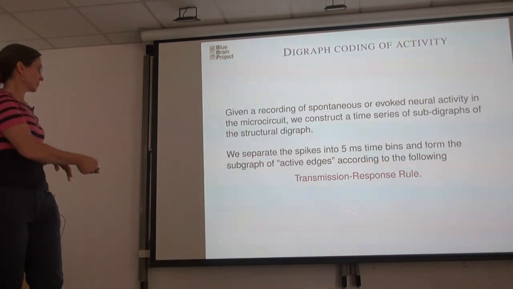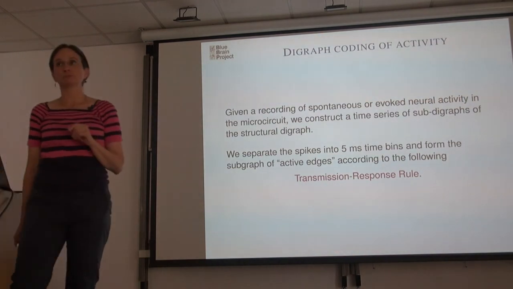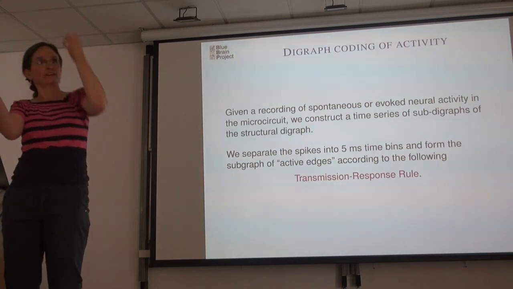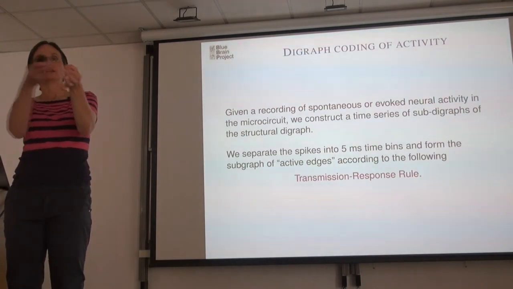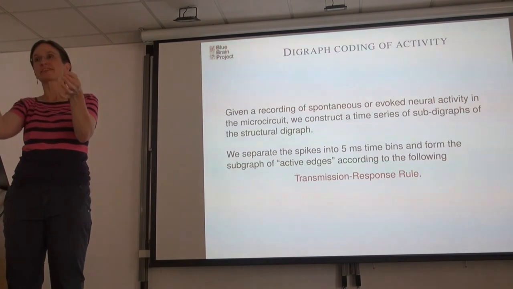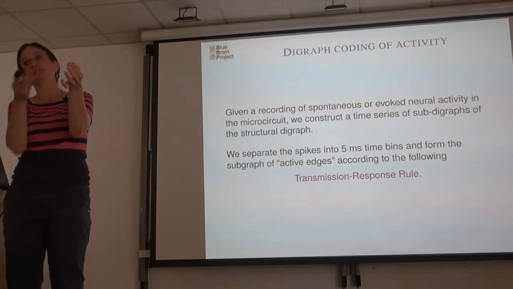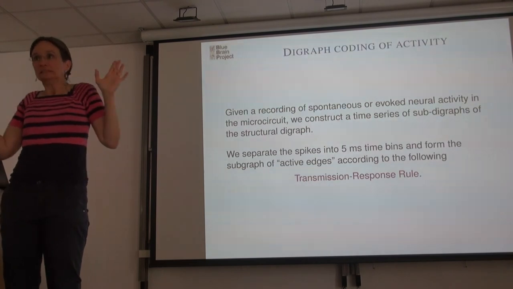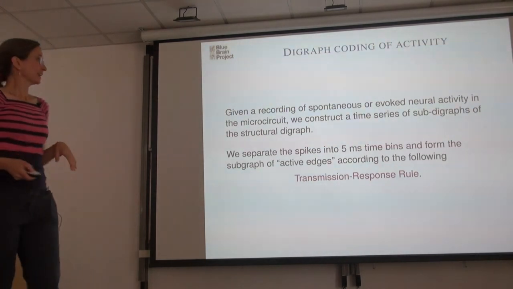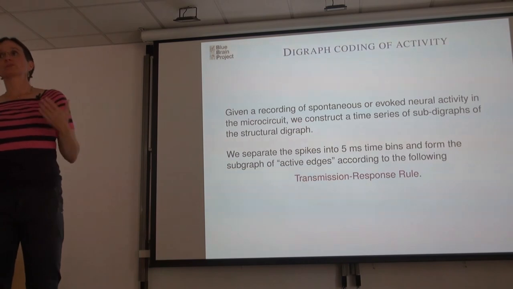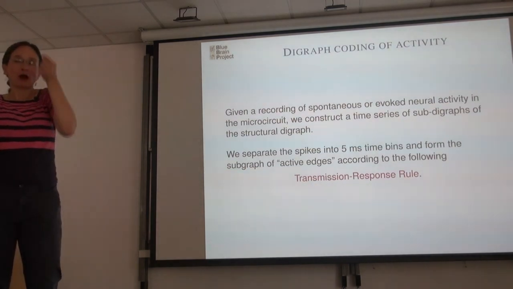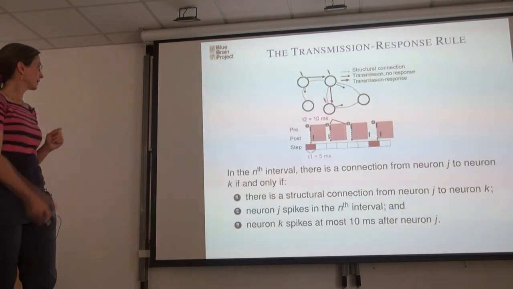And the way we determine that is by what we call the transmission response rule, because you can never be really sure that because this guy fired, this guy fired. Because this one usually has something like at least 1,000 different neurons feeding into it, and telling which one really caused it to fire, you can't really be sure. So we came up with a statistical rule to determine when we can consider that this guy probably caused this guy to fire.